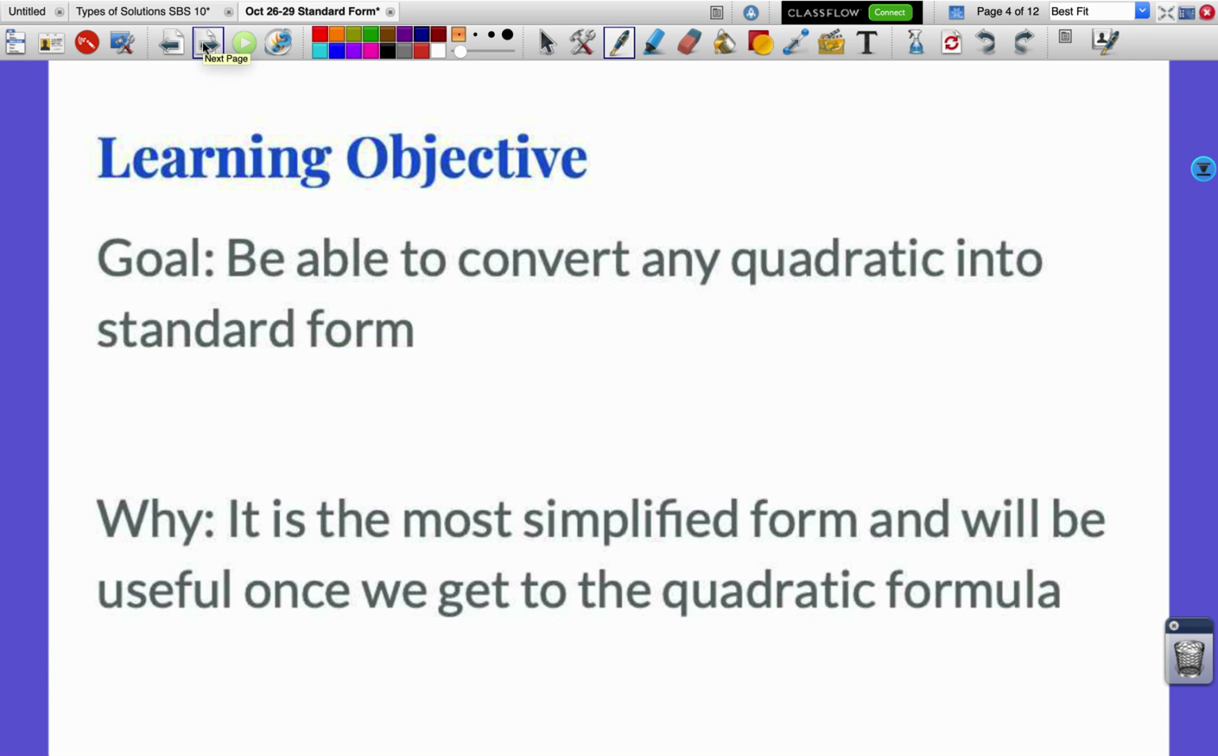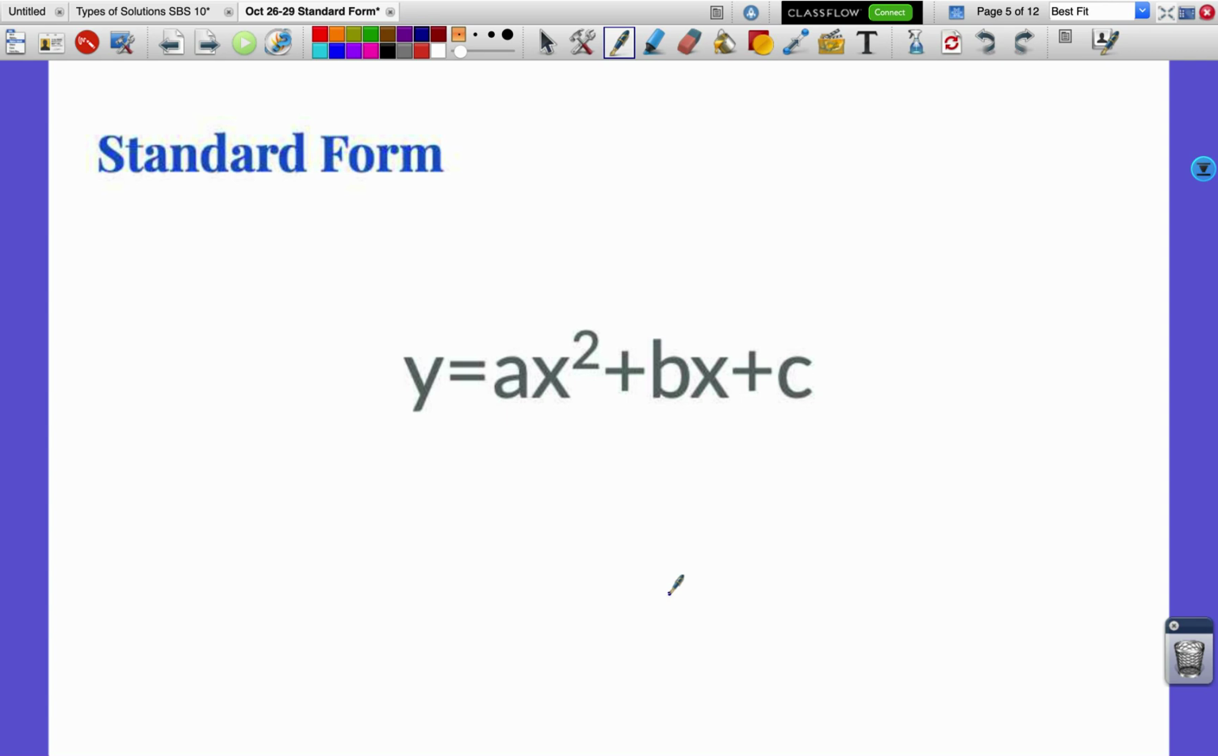Our goal for today is to be able to convert any quadratic into standard form. Why we're doing this, it's the most simplified form and will be useful once we get to the quadratic formula. Although I think vertex form is maybe more useful because it has those parentheses, it's not considered to be the most simplified. The quadratic formula relies on us knowing what the a, b, and c values are from standard form.